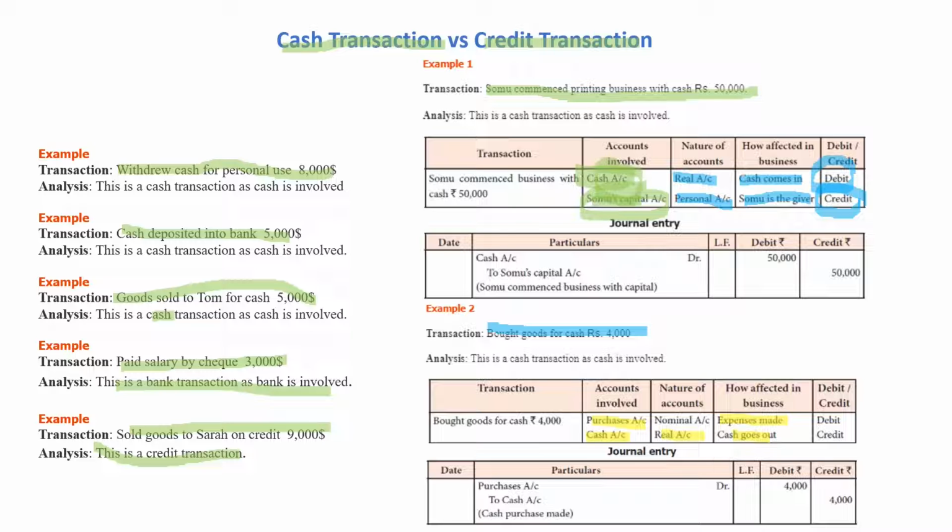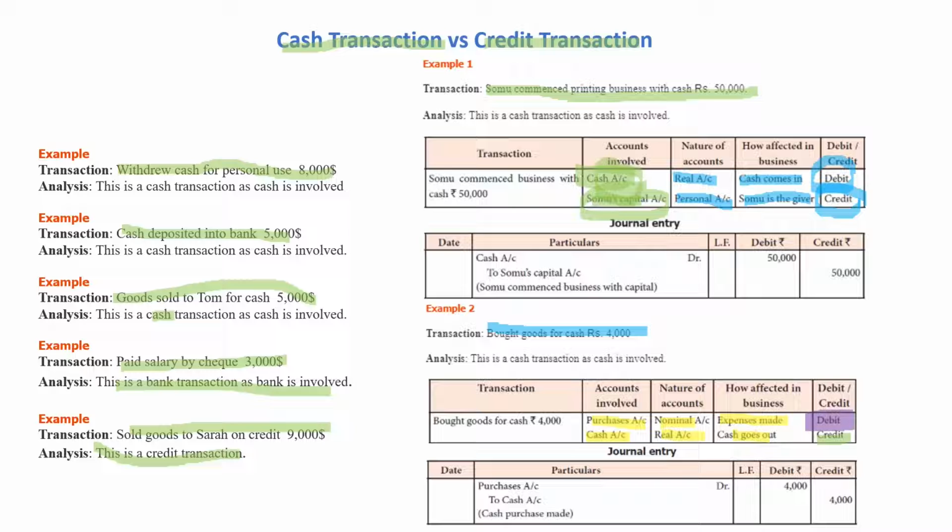What was the rule for nominal account? In nominal account, debit is all the expenses and losses. As we had expense, that's why we go for debit. It means then purchases debit, and how about the cash? Cash is real and it goes out from the organization. That's why it is credit.